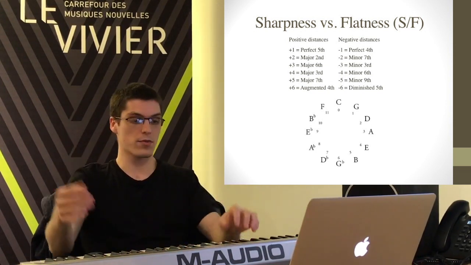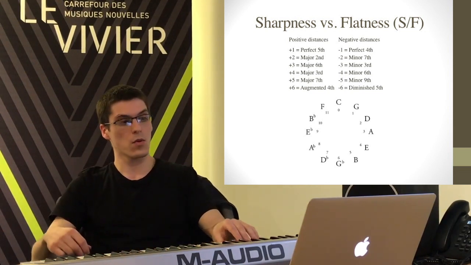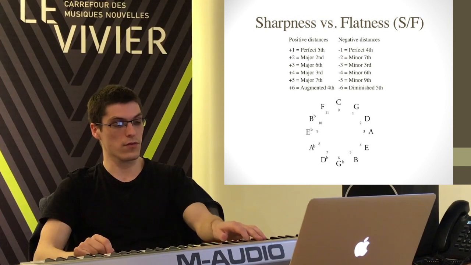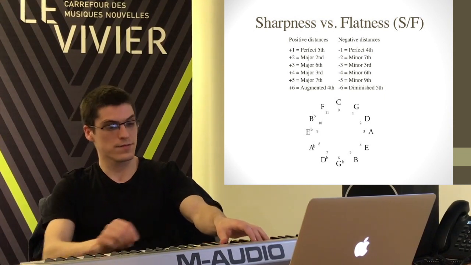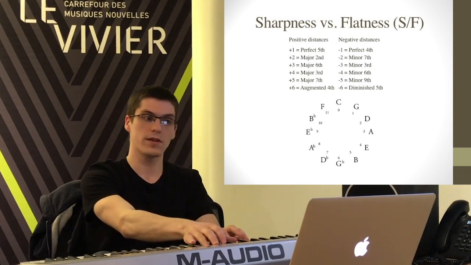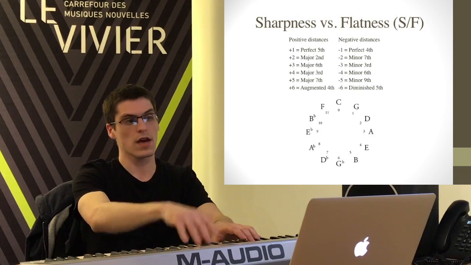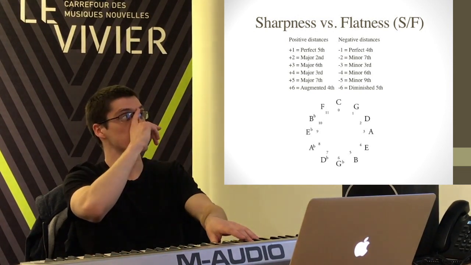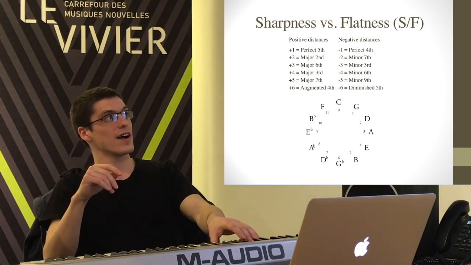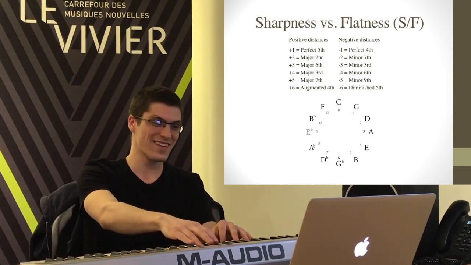And you get brighter and brighter. Same thing for negative distances, where you start off with the perfect fourth, and there's the minor seventh, minor third, minor sixth, minor ninth, and diminished fifth. Now, the tritone is a complicated kind of question. I'll get into that in questions if anyone wants to know.